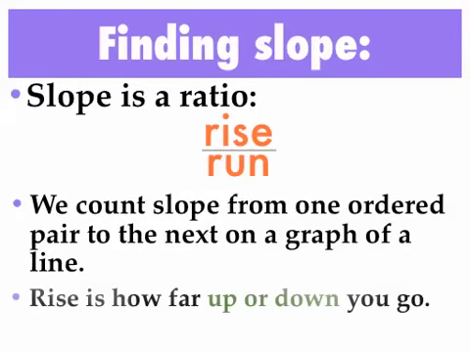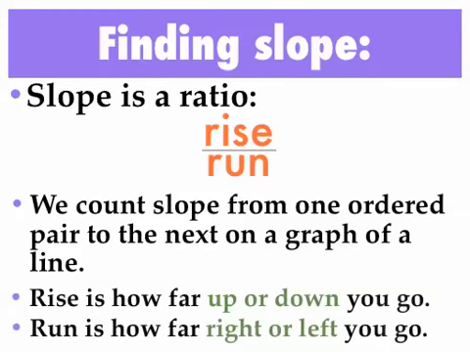The rise is going to be how far up or down you go to get from one point to the next. If you're going up, it would be a positive. If you have to go down to get to the next point, it would be a negative rise. And the run is how far to the right or to the left you go. Again, if you have to go right, that would be a positive run. If you have to go to the left, that would be a negative run.